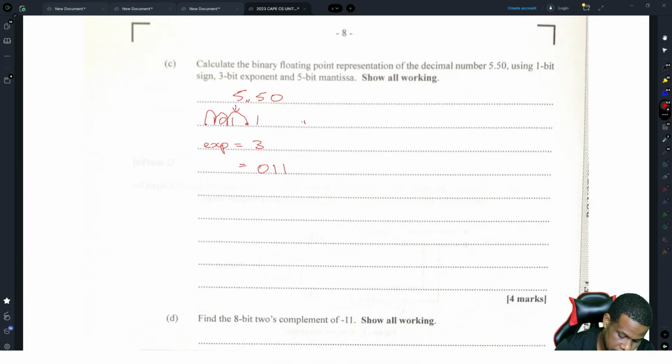The mantissa is 101 1. Hold on. I'm hitting myself. Yeah. Because a 5-bit mantissa, so you have to drop a 0 in front of that. No, you can't do that. I'm glitching right now.